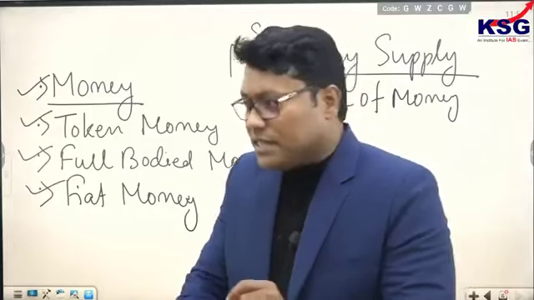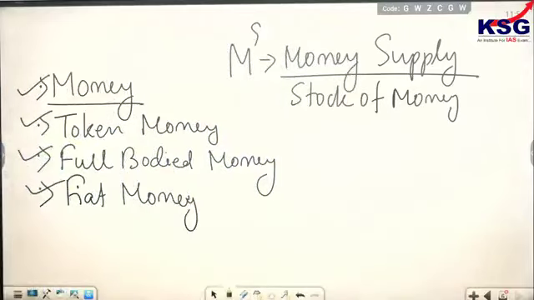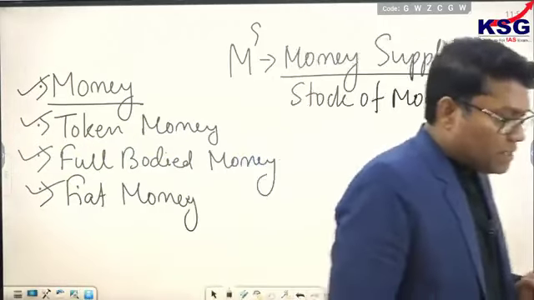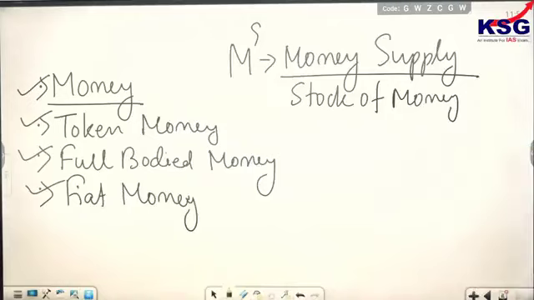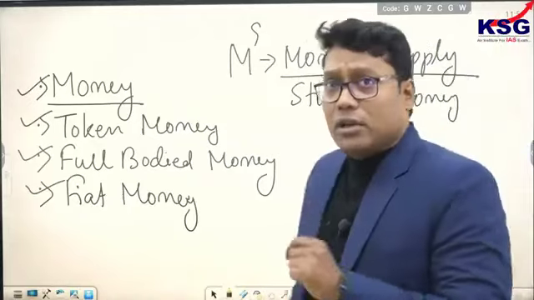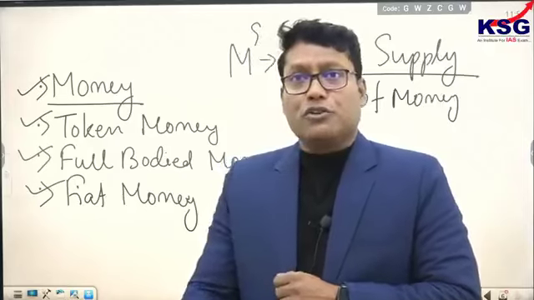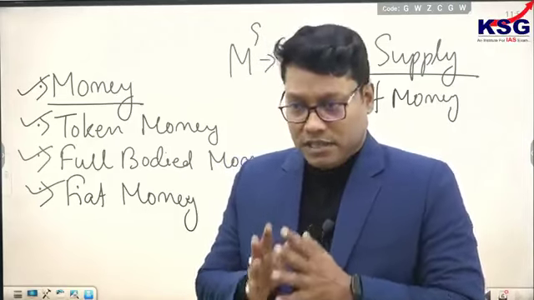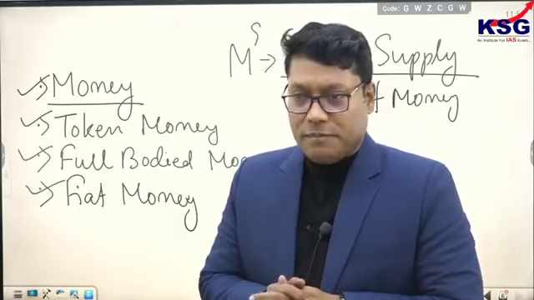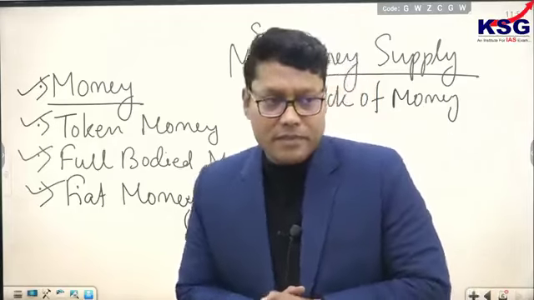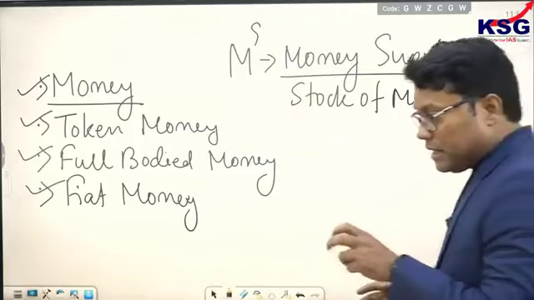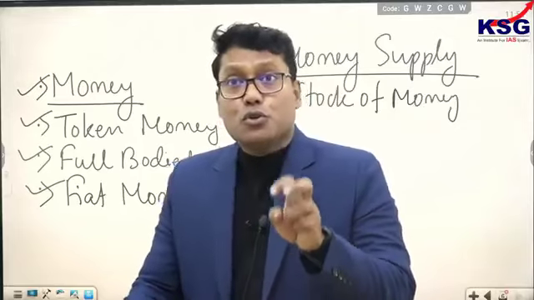Acceptability, yeah, right. Acceptability implies it must be issued by competent authority of the country, like RBI in India. That person, that institution must be competent to do that work.